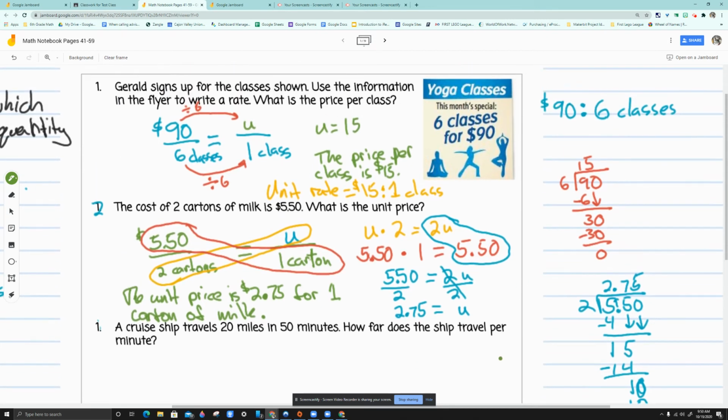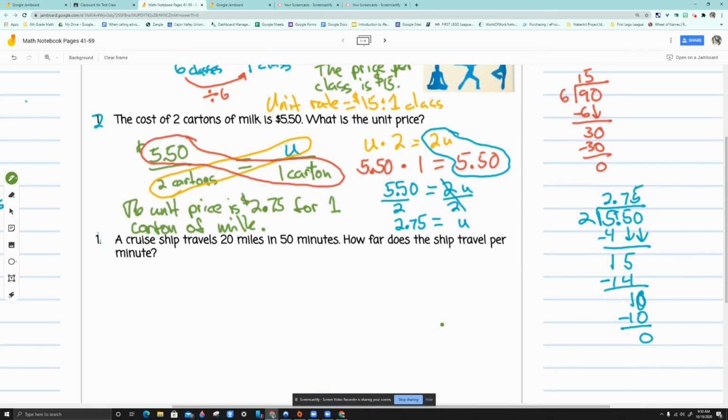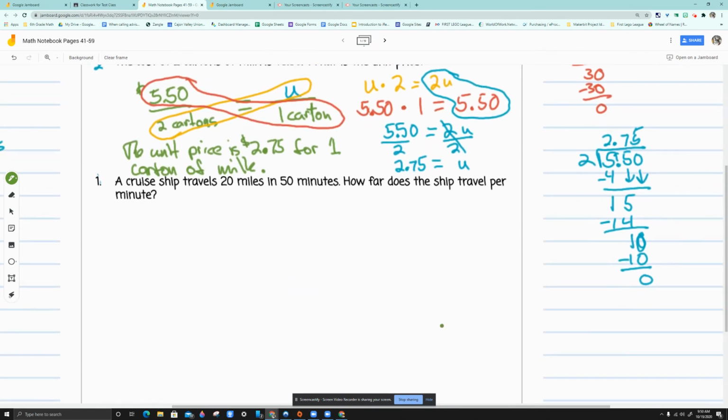Okay. So these two examples are pretty good. We've got very similar scenarios, though, where you're looking for the unit cost of classes for Gerald, his yoga classes, and then the unit cost of milk for buying cartons of milk. There's one now down below that we're going to do, number 3. And like I said before, if you want to take a break, come back to this, you can. You can always pause the video and come back to it.